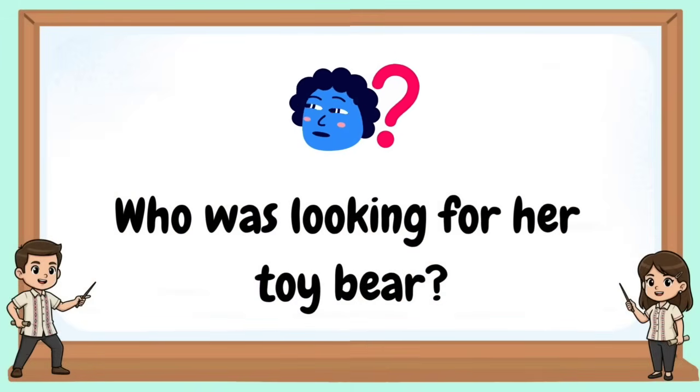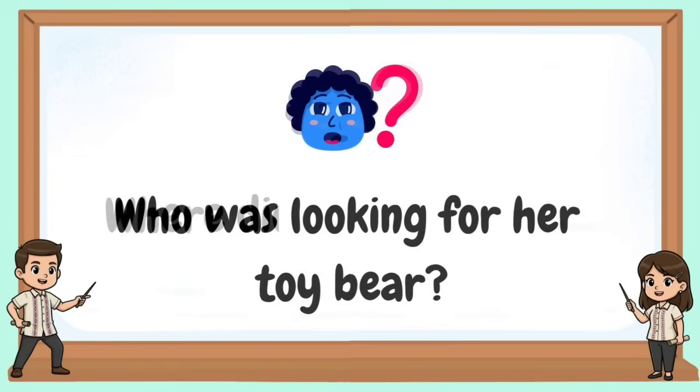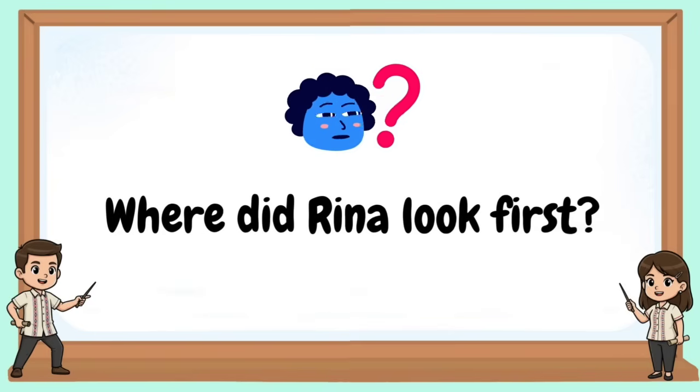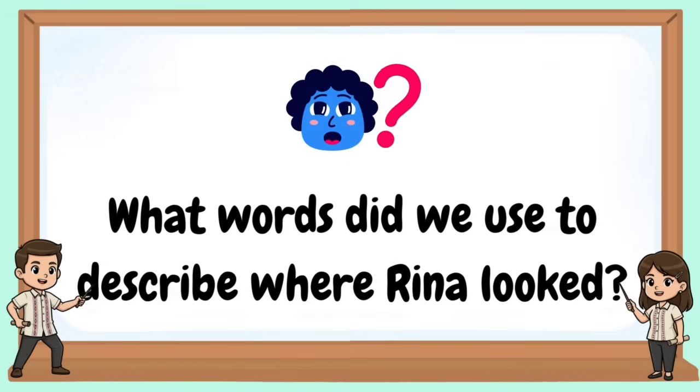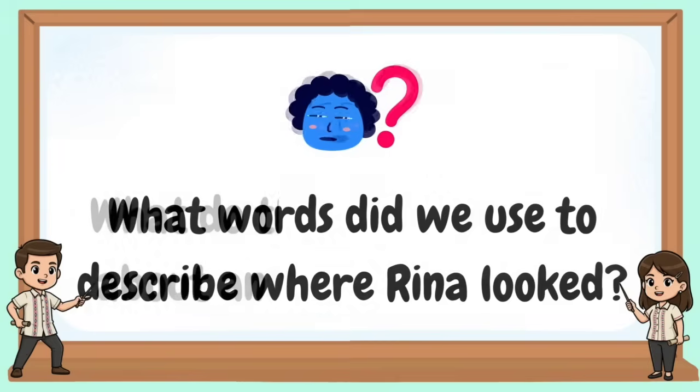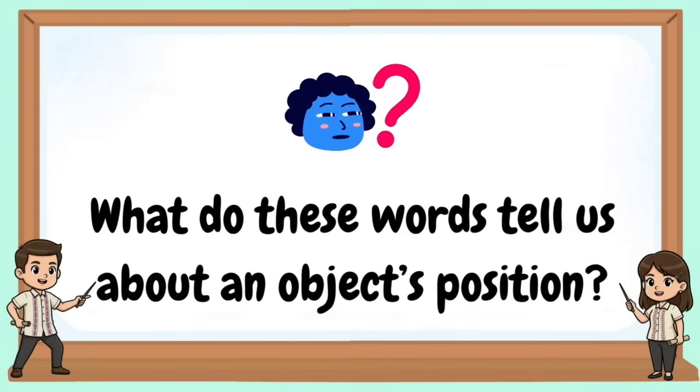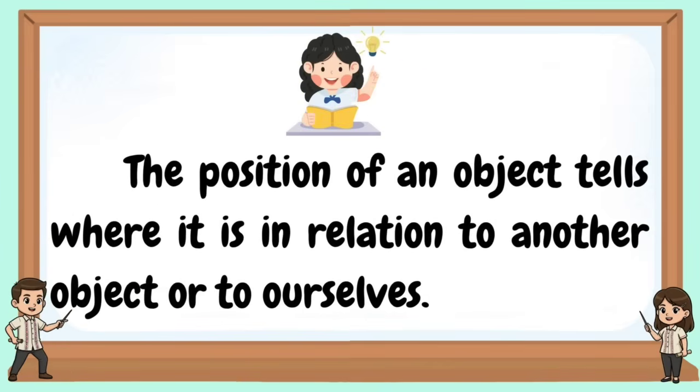Who was looking for her toy bear? Where did Rena look first? Where did she find her toy bear? What words did we use to describe where Rena looked? What do these words tell us about an object's position? The position of an object tells where it is in relation to another object or to ourselves.